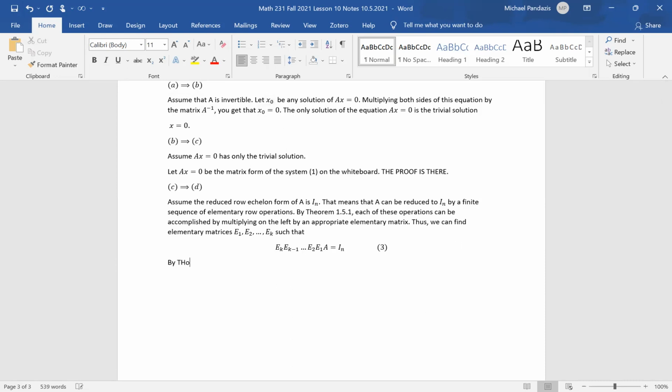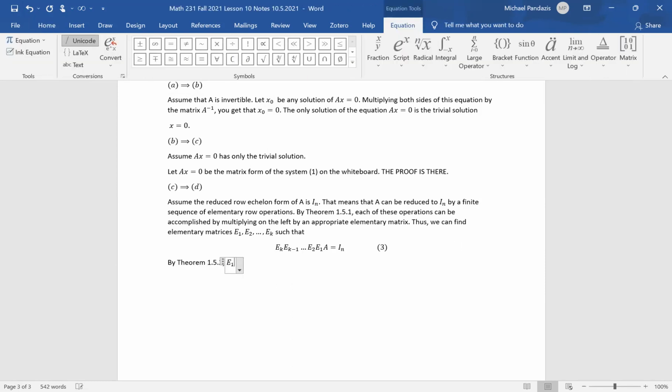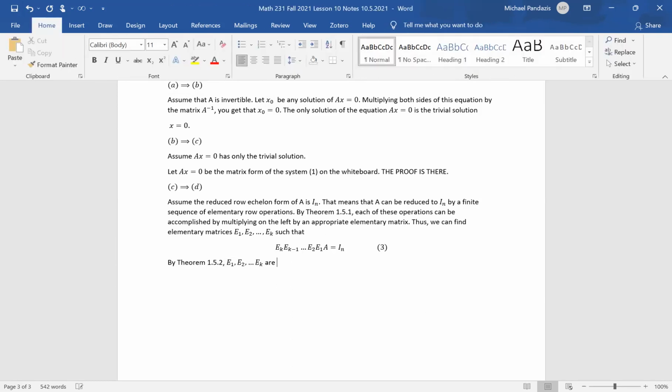So by theorem 1.5.2, E1, E2, ... E sub k are invertible. We had the theorem that said that all elementary matrices are invertible, and that their inverses are also elementary matrices. So by theorem 1.5.2, E1 to Ek are invertible.